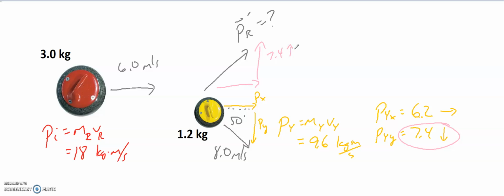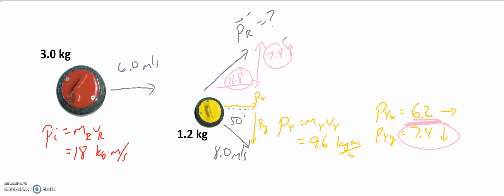And I know my x's have to add up to what I started with, because that's all I had at the beginning. So I started with 18 in the x. So far, I've got 6.2 in the x, but I need 18. All I have to do is subtract the two to figure out how much I'm missing. And 18 take away 6.2 would give me 11.8. So my two x components, my 11.8 and my 6.2, will add up to the 18 that I started with. So I know that my red rock afterwards has 11.8 sideways and 7.4 going up.